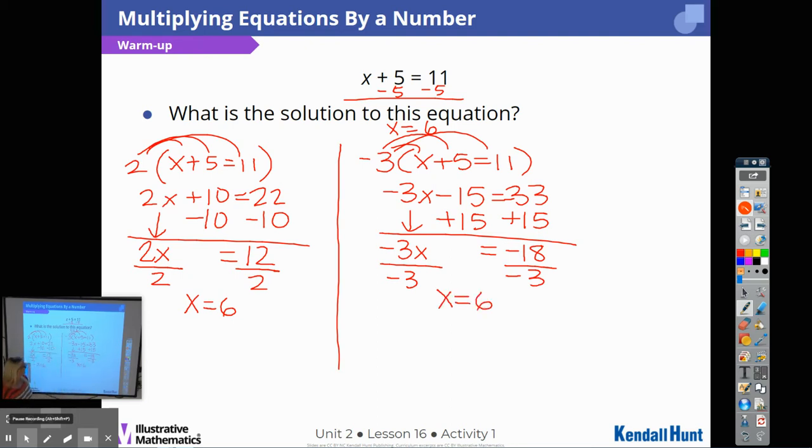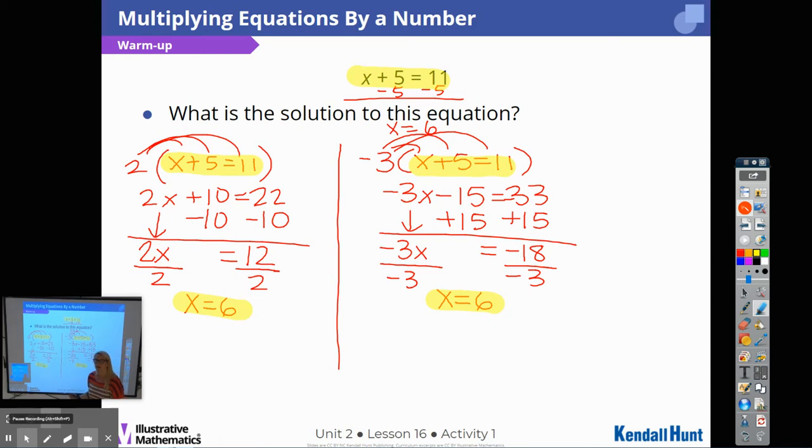So I got 6 the first time, 6 the second time, and 6 the third time. What do you think will happen if I multiply the equation by 5? What will x be equal to? Hopefully, if you guessed it would be equal to 6, you would be correct. We didn't ever change this equation. We just multiplied it by a factor. So when you multiply the entire equation by a value, it doesn't change the outcome. It just scales it up or scales it down.